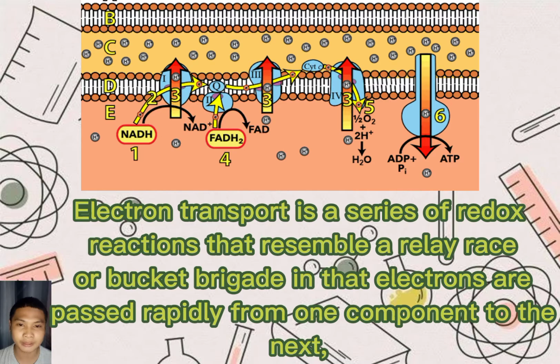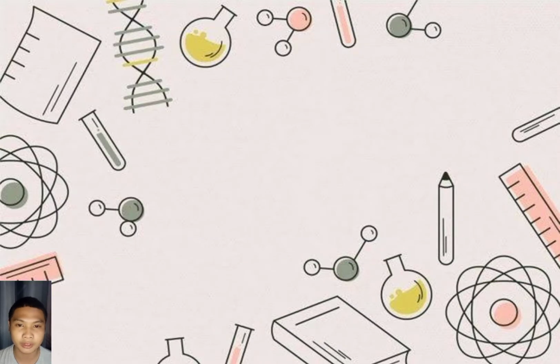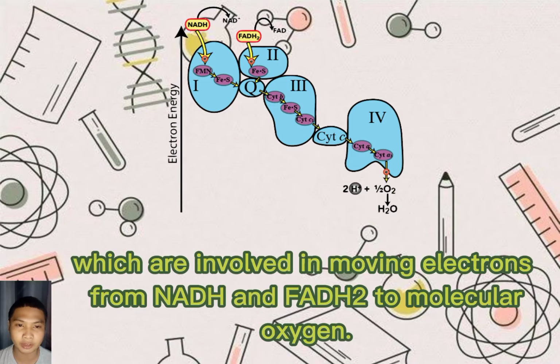Electron transport is a series of redox reactions that resemble a relay race or bucket brigade. The electrons are passed rapidly from one component to the next, to the endpoint of the chain, where the electron reduces molecular oxygen, producing water. There are four complexes composed of proteins, labeled complex 1 to 4, in the electron transport chain, which are involved in moving electrons from NADH and FADH2 to molecular oxygen.